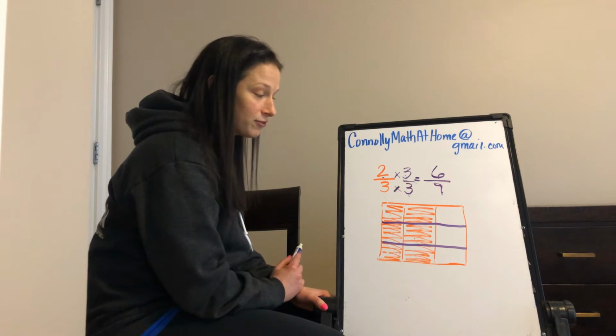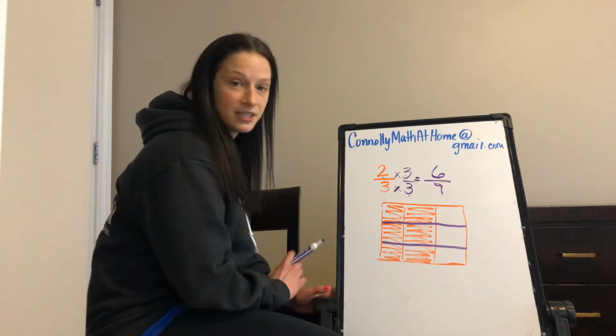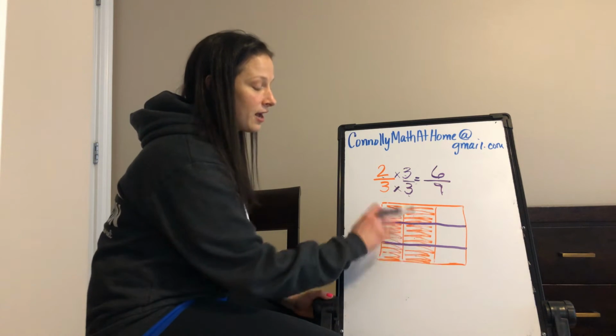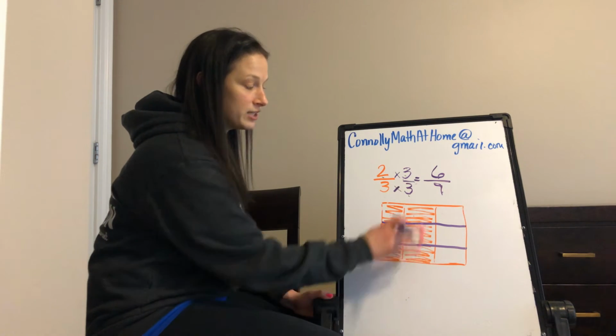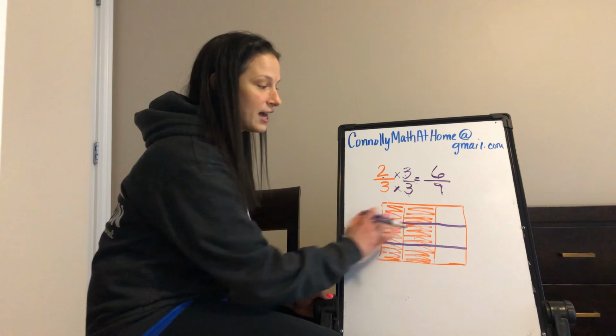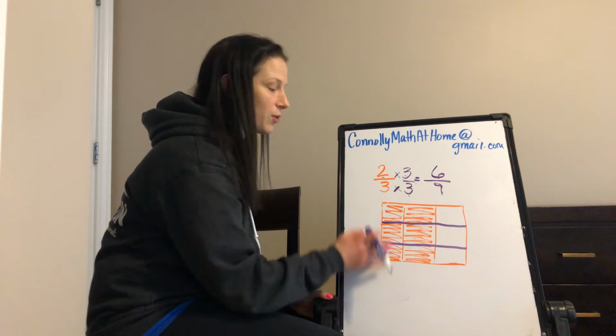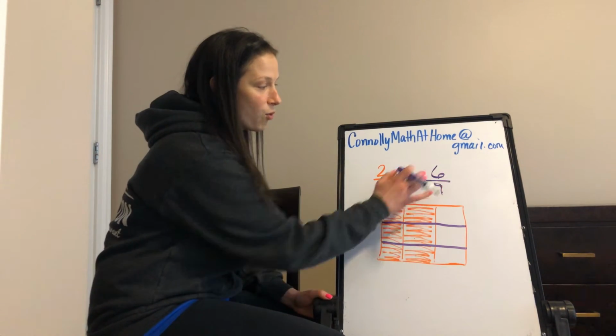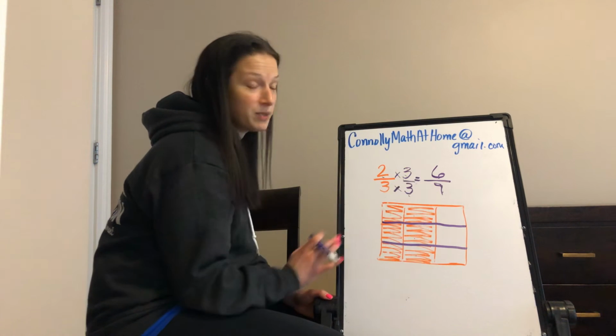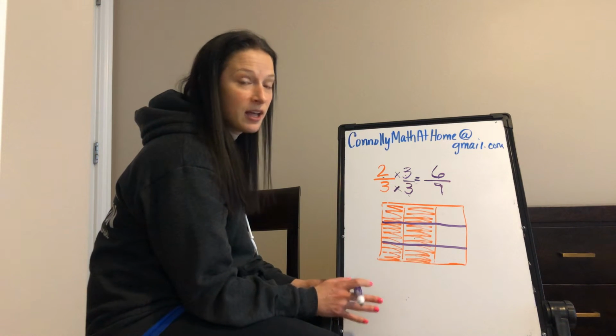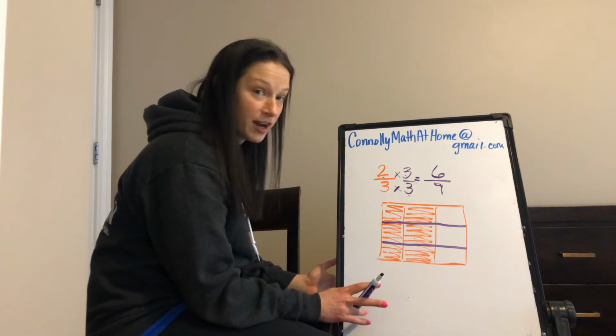So those are equivalent fractions. You can see it in the representation as well. We didn't change how much we shaded. I just made more pieces. So since the pieces got smaller, I needed more pieces to make the same amount. And that's how we're thinking about equivalent fractions.